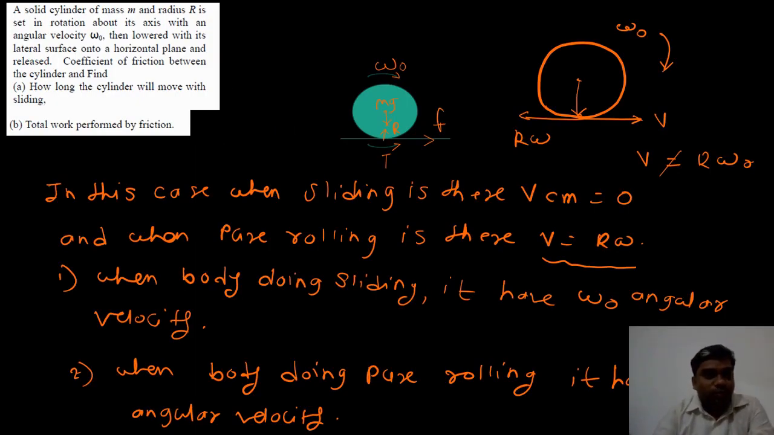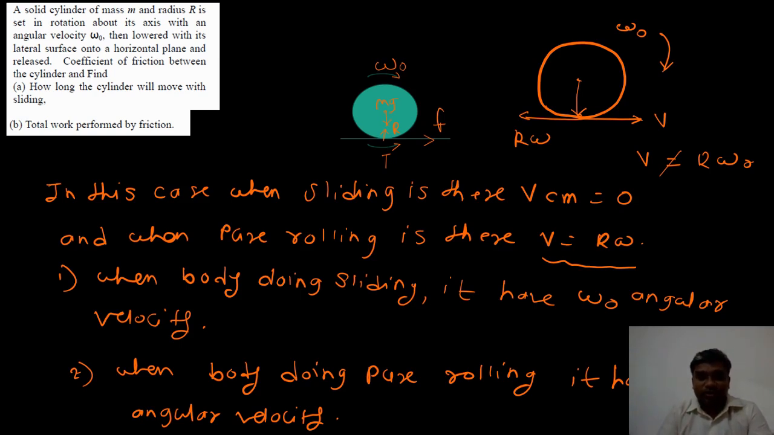Hello friends, today we are going to look at a problem from rotational motion. Here, one solid cylinder having mass m and radius r is set in rotation about its axis with an angular velocity omega naught. So the initial angular velocity is omega naught. It is then lowered with its lateral surface onto a horizontal plane and released. After we release the cylinder on the horizontal plane, it first slides, then starts rolling motion. We have to calculate how long the cylinder will move with sliding, and the total work performed by friction. First the cylinder will slide, and then it will start rolling motion.